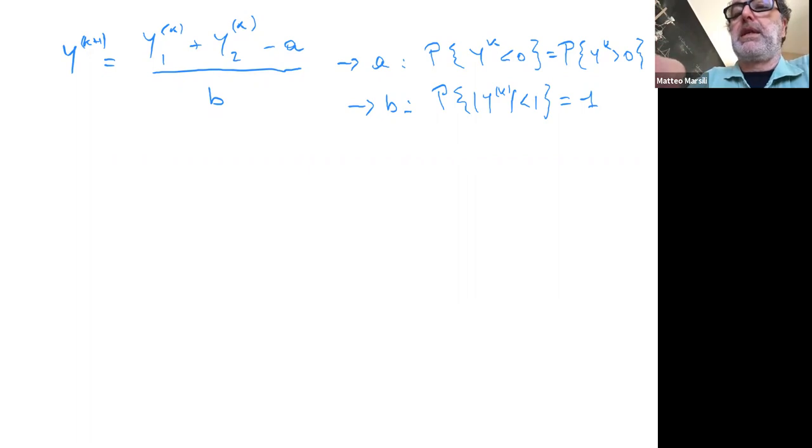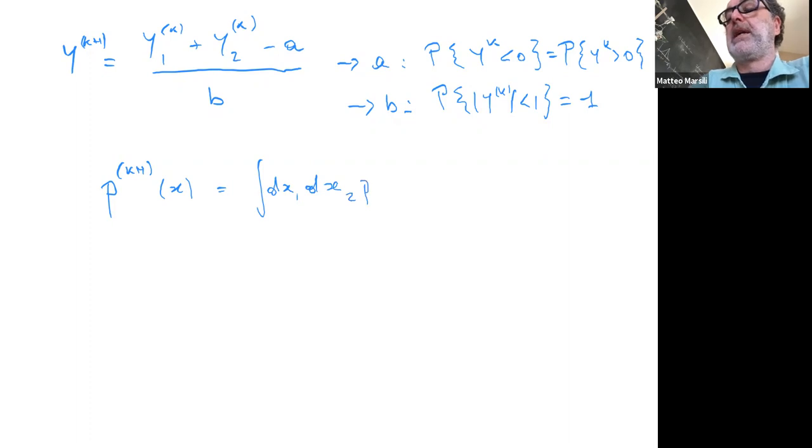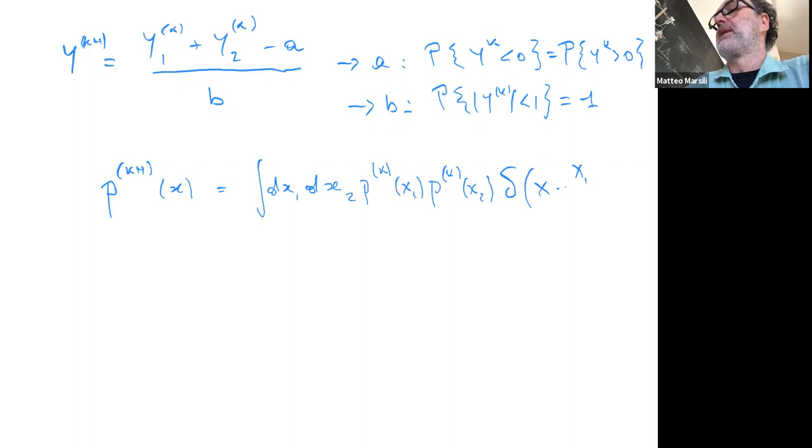Then the distribution of your random variables at step k plus 1 will be given by the integral dx1 dx2 of p_k of x1, p_k of x2, times the delta function of x minus (x1 plus x2 minus a) divided by b.